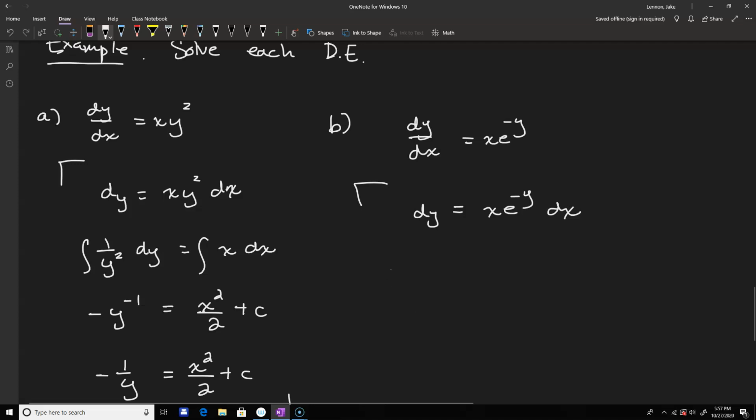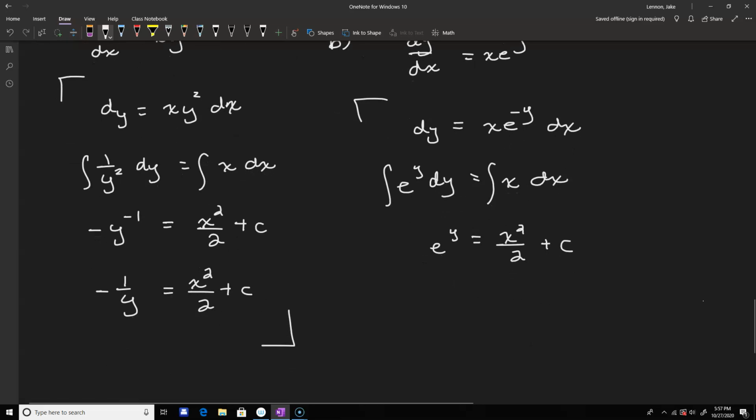So really what we can do is just multiply both sides by e to the y. And e to the negative y times e to the y is e to the 0, which is just 1. So we have e to the y dy, and we'll just be left with x dx. And then we're ready to integrate because we only have x's on the right and y's on the left. And so this would look like e to the y, and it will equal x squared over 2 plus our constant. And again, we would stop there.